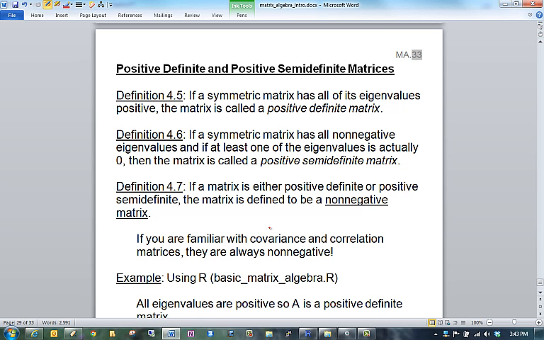If you've heard of covariance matrices before, a covariance matrix is always at least positive semi-definite. Most of the time, you're going to be working with a positive definite matrix. So that concludes this little introduction to what matrix algebra is.